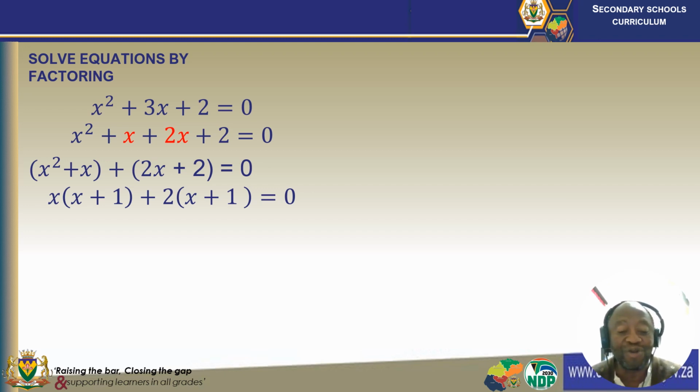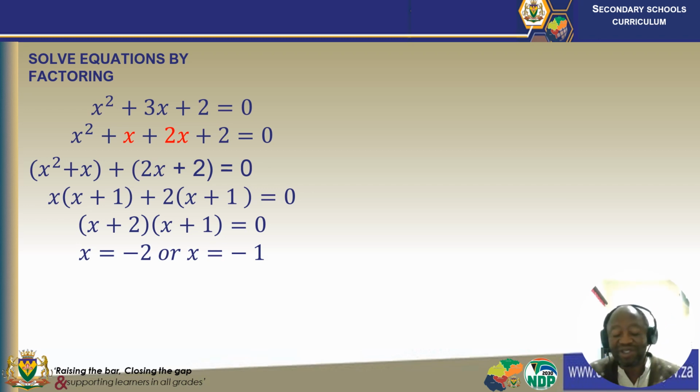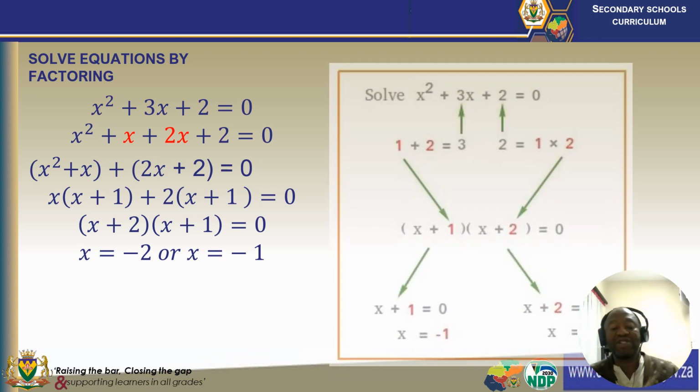What is common in both expressions? X plus 1. You take x plus 1 into x plus 2, and then x is equal to minus 1 or x is equal to minus 2. In other words, minus 2 plus 2 gives you 0. So anything multiplied by 0 is 0. X plus 1, where x is minus 1, minus 1 plus 1 is 0. Same applies here. One of the two should be equal to 0, or both, for the equation statement to be correct.